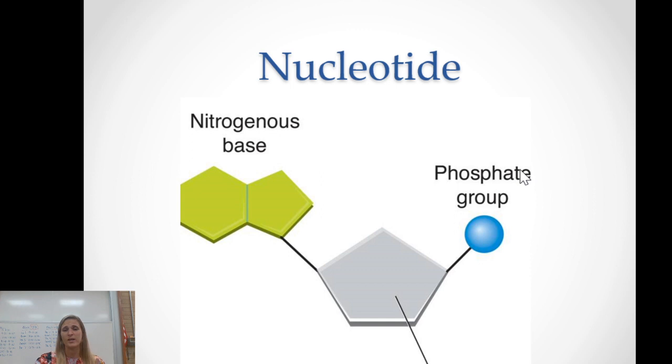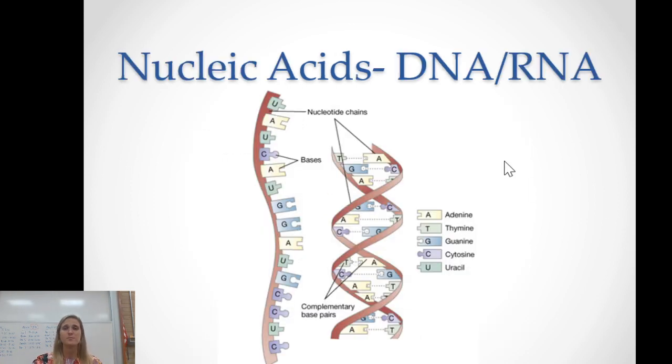So right now, go ahead and Google a nucleotide, and you want to copy and paste that picture into your notes. You need to know that it has 3 parts. It has a phosphate group, a nitrogenous base, and a 5-carbon sugar. And you're going to need to be able to recognize this picture as a nucleotide. So make sure that you see that and that you have a picture of that in your notes.